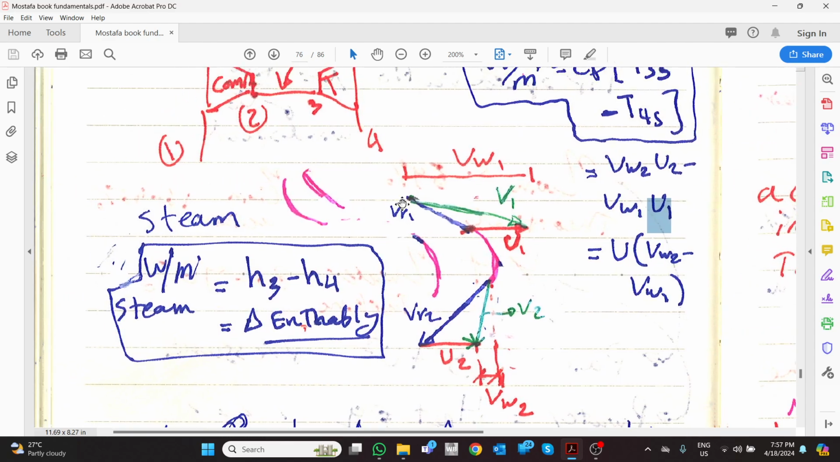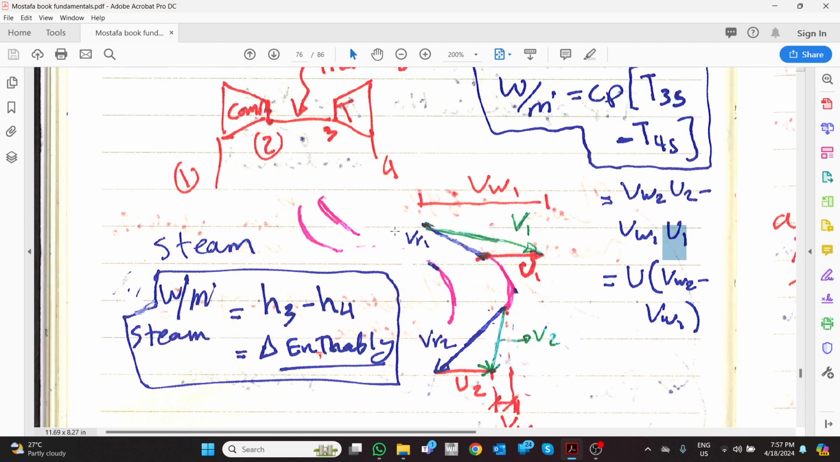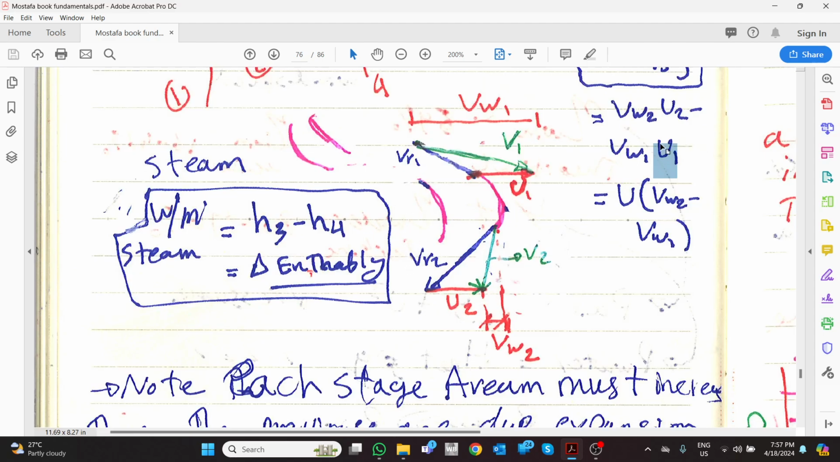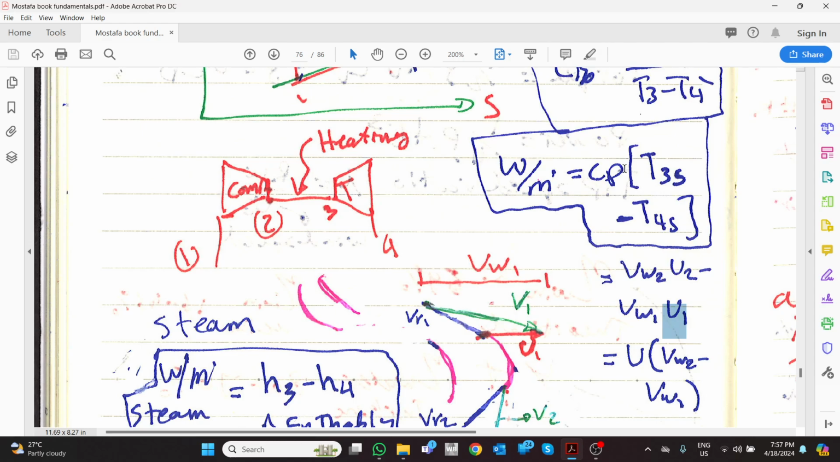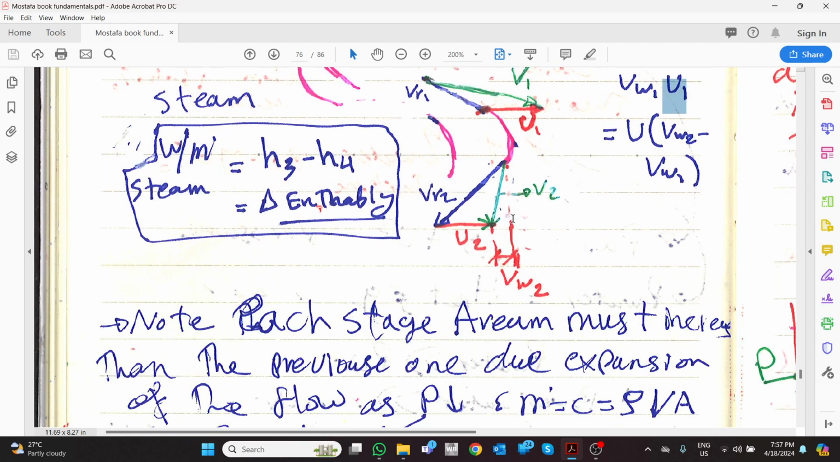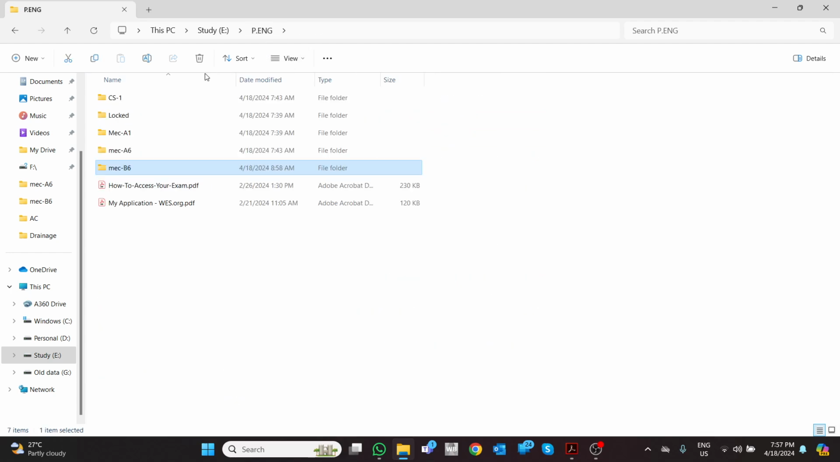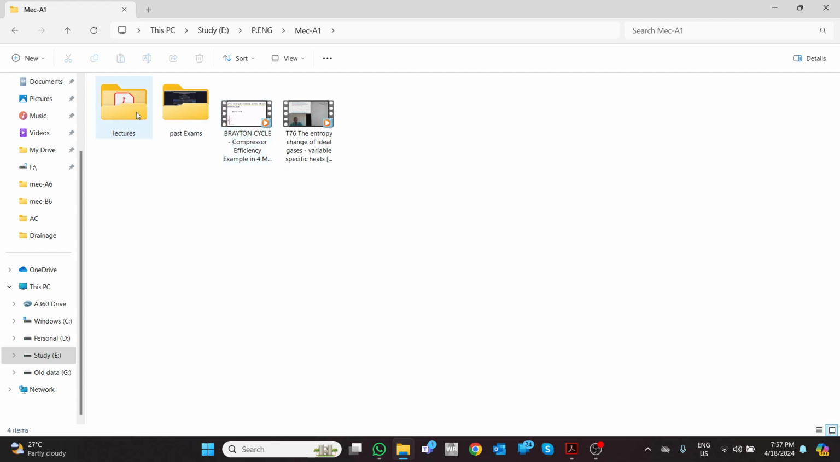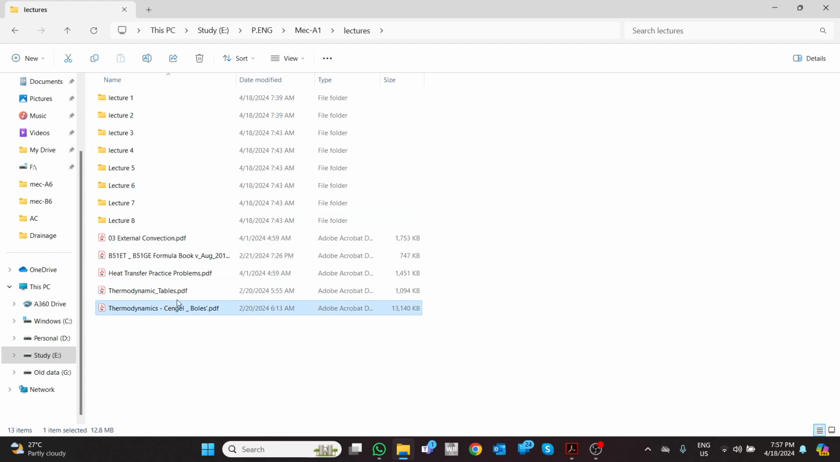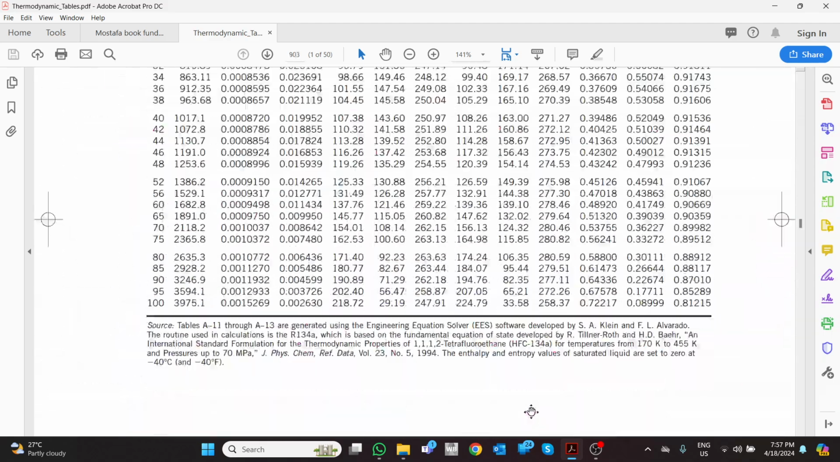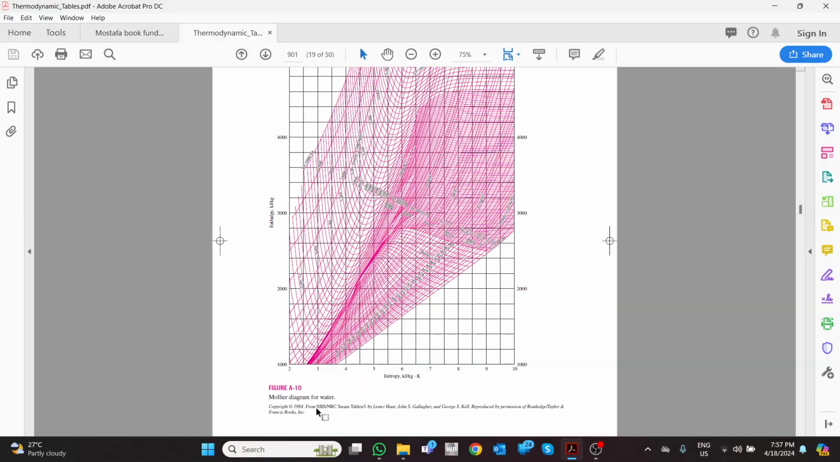Now, as we agreed, in case of dealing with steam, the same velocity diagram never changes. Yet the temperatures change to enthalpy, which means Cp delta T, no, it will be delta enthalpy. How will you get delta enthalpy? You have either the steam tables from the thermodynamic tables, or you will open the steam graph, either the table or the graph, if you forgot it.